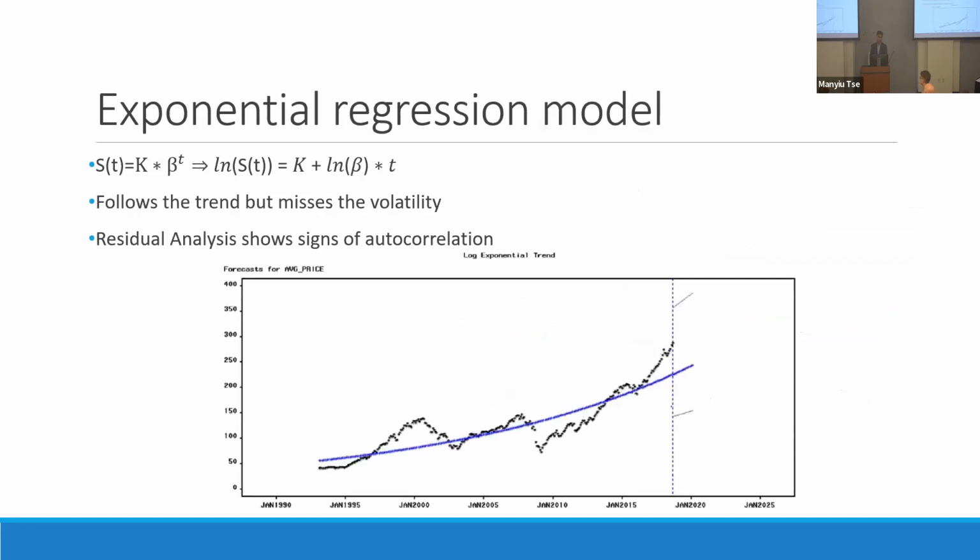So the second model we tried was an exponential regression model. This is based on the exponential distribution. As you can see, the growth curve formula in the first bullet point, we can see that this blue line, which is the predicted stock price, kind of follows the trend.